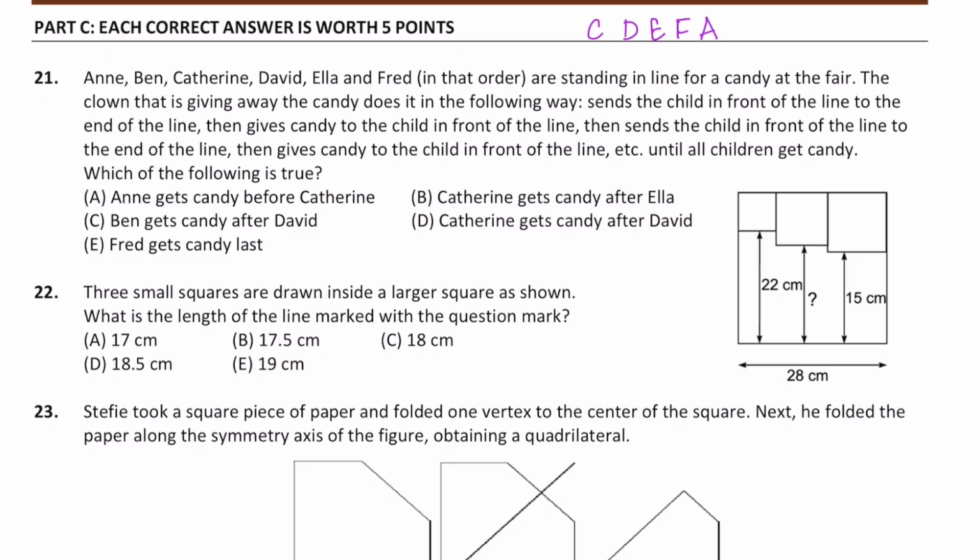So let's look at Ben's scenario. Ben gets candy after David. Well, David is still standing in the line, so no. Because Ben got a candy, Catherine is going to go to the back. And David is going to receive a candy.